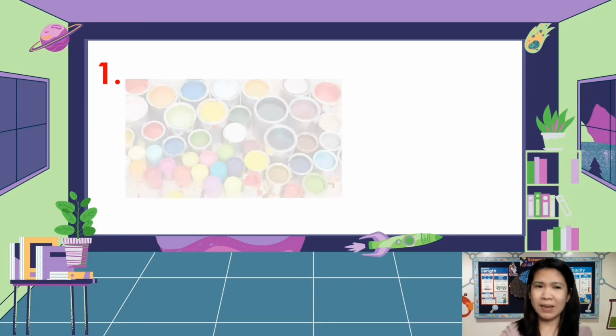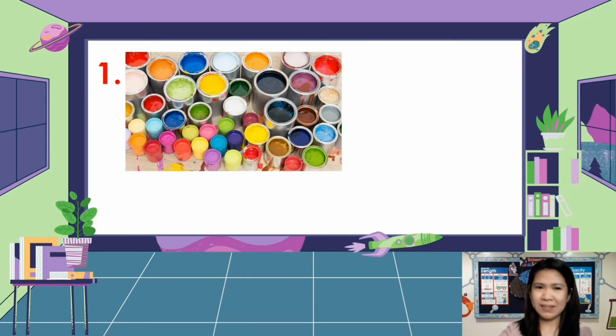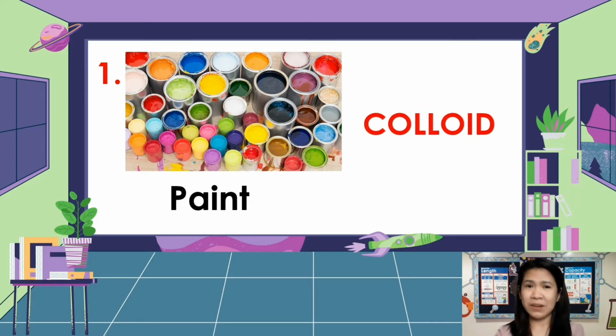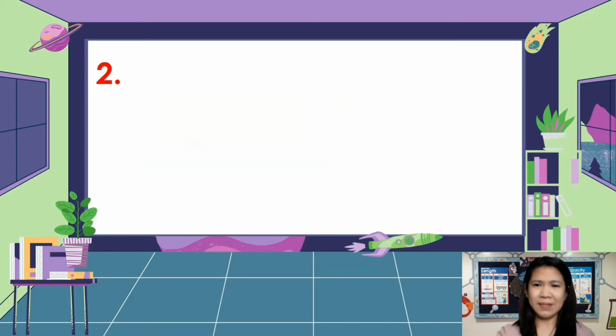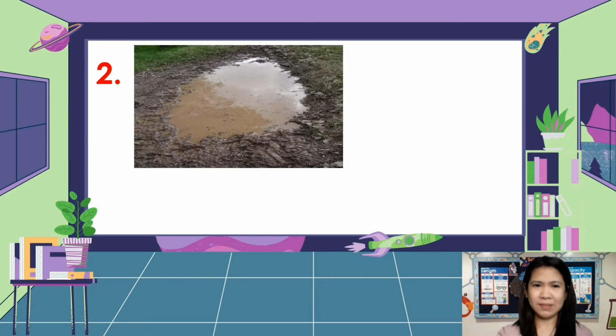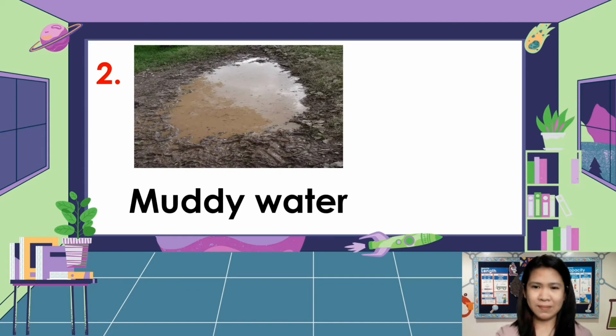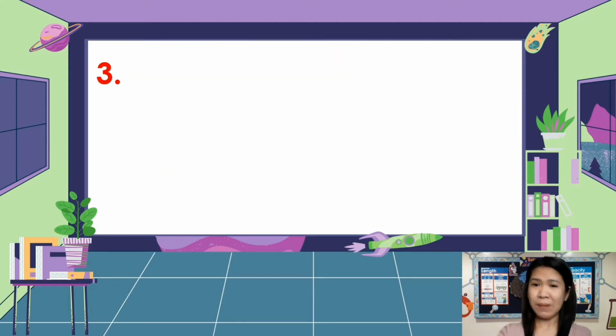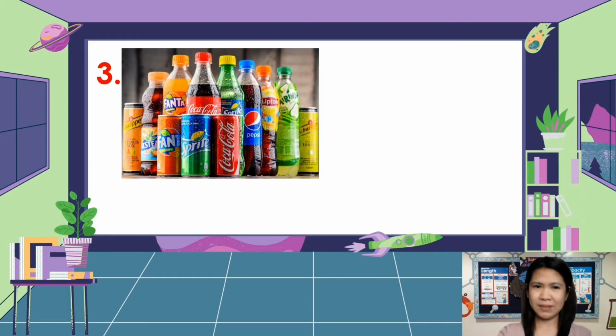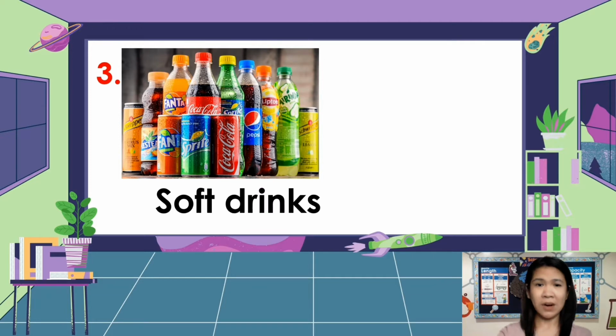Number 1. Paint. Very good. Paint is a colloid. Number 2. Muddy water. Very good. You are also correct. Muddy water is a colloid. How about number 3? Soft drinks.